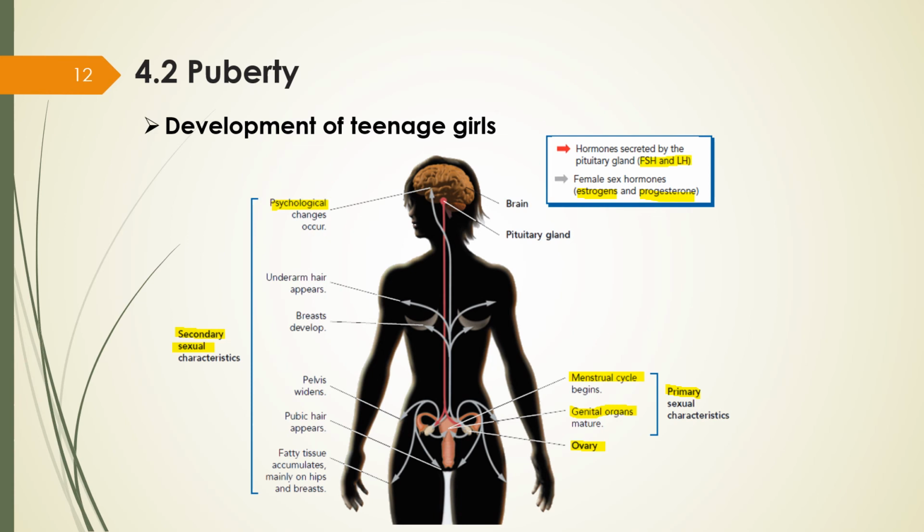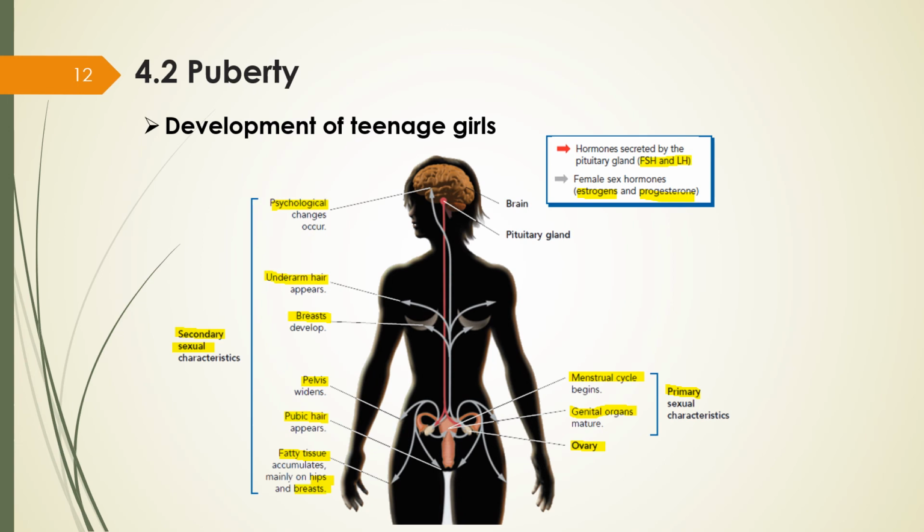So, some psychological change. Underarm hair. You're going to have hair under there. Breasts develop, so you're preparing your body to have a child in the future. The pelvis widens, so also for you to give birth, to deliver a baby. Pubic hair appears, and fatty tissue accumulates, mainly on hips and breasts.